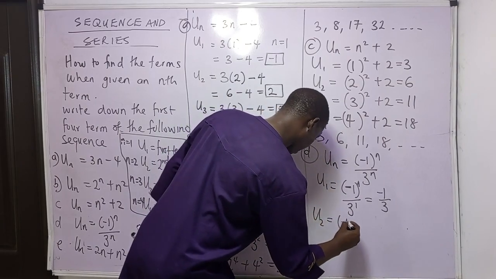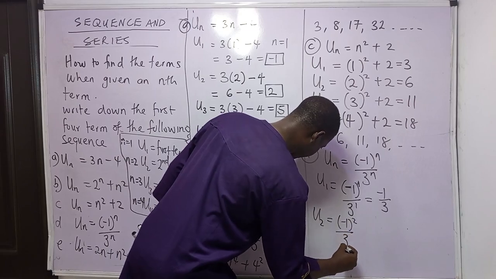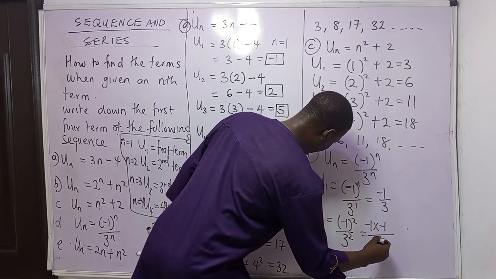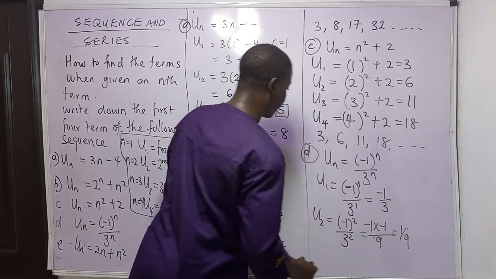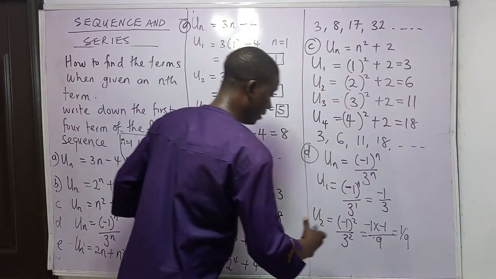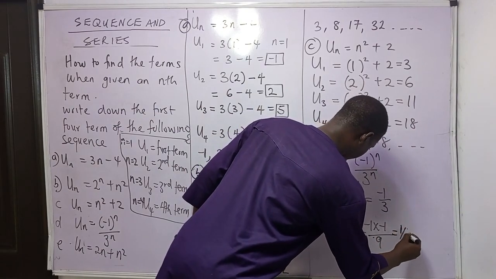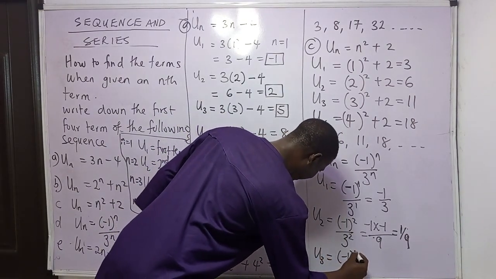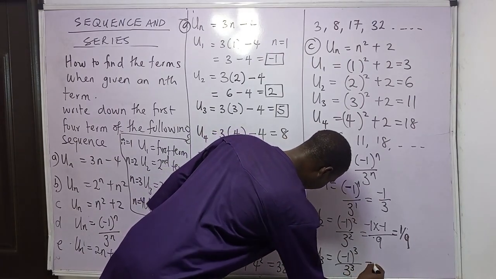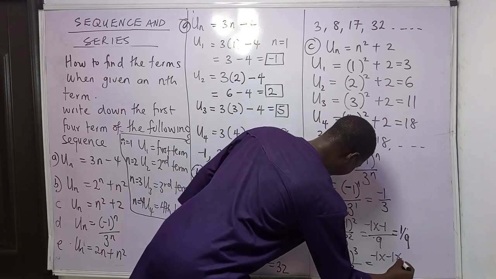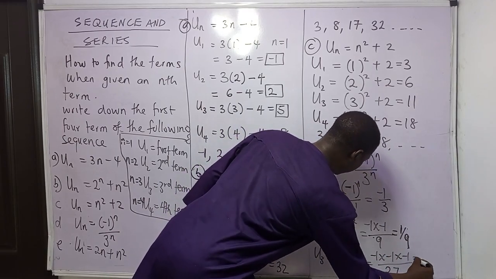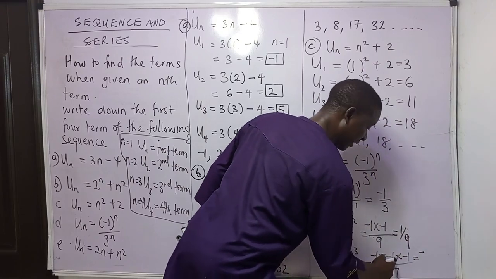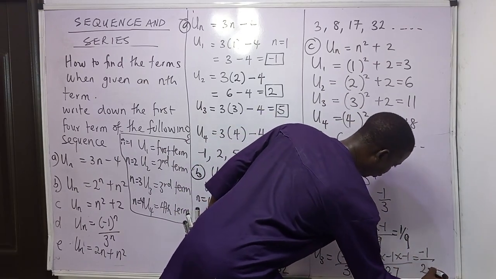u2 is minus 1 squared over 3 raised to 2. Minus 1 squared is minus 1 times minus 1, divided by 9, which is 1 over 9. We go to the third one. Third one is minus 1 cubed over 3 raised to 3. We have minus 1 times minus 1 times minus 1 over 27. Minus and minus is plus, plus times minus is minus. The 1 times 1 times 1 is 1, so we have minus 1 over 27.